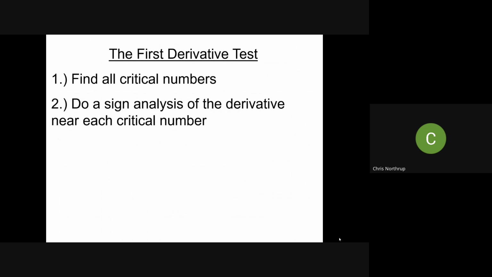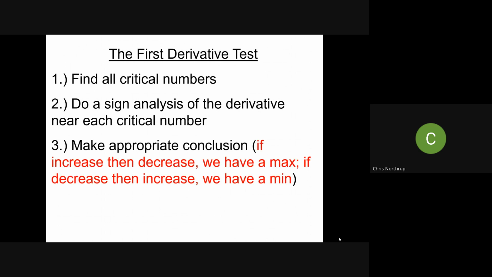Next, you're going to do a sign analysis of the derivative. That's really important. You're not doing it with the original function. You're doing this with the derivative, because you're checking positive to mean increasing, negative to mean decreasing, and that all has to do with your derivative. Once you do all of that work, you're going to make the correct conclusion. Meaning if you went from increasing to decreasing, you must have a maximum. If you went from decreasing to increasing, you must have a minimum, obviously assuming that you have continuity.